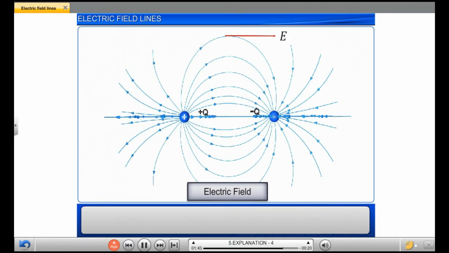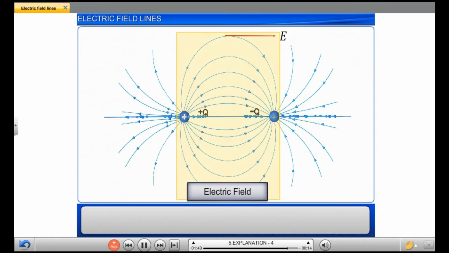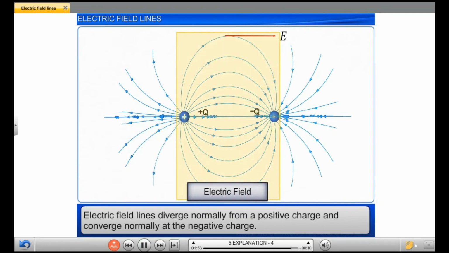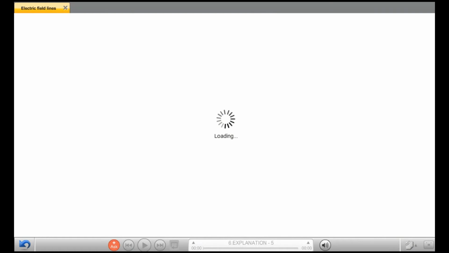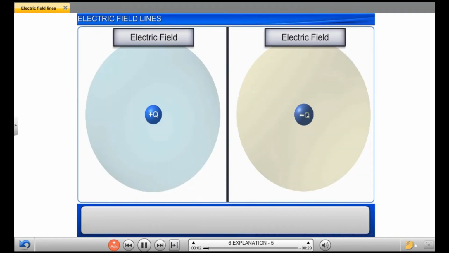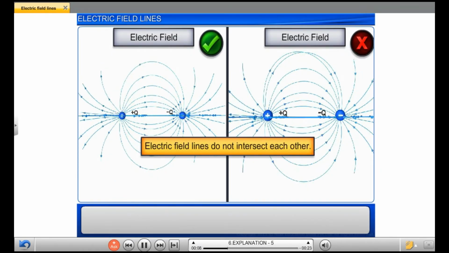For the electric field created by a system of positive and negative charges, the field lines begin at the positive charge and end at the negative charge, since the field lines diverge normally from a positive charge and converge normally at the negative charge. For a single charge, they may start or end at infinity. Electric field lines do not intersect each other.